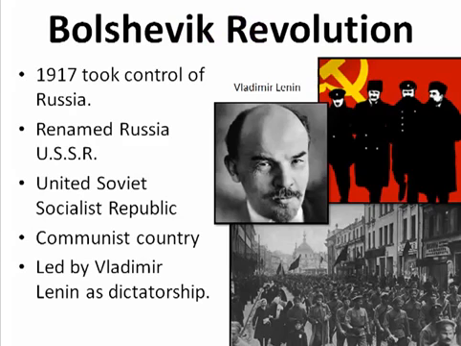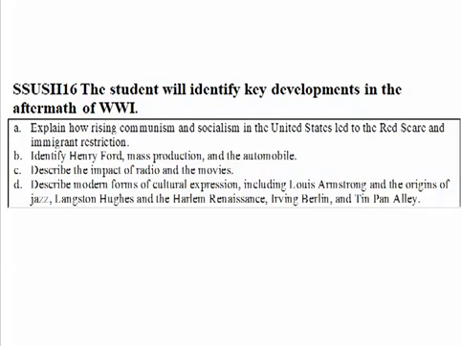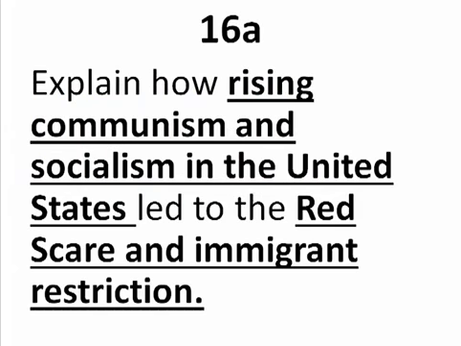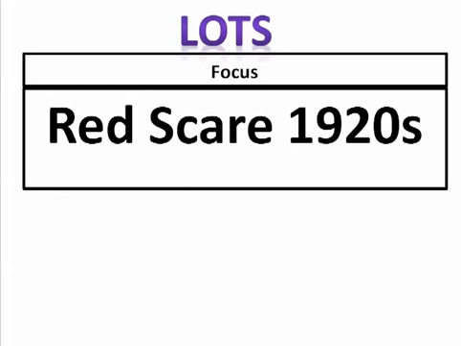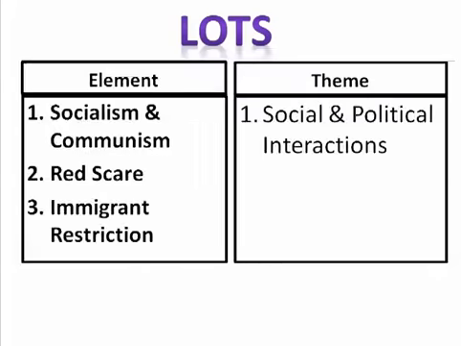In 1917, during World War I, the World Standard here has 4 substandards. Okay, A, B, C, D. All right, let's look at those. 16A. Explain how rising communism and socialism in the United States led to the Red Scare and immigrant restriction. So we're going to be looking here at the Red Scare of the 1920s, and how in the Red Scare we limited or restricted immigration from Southern and Eastern Europe.